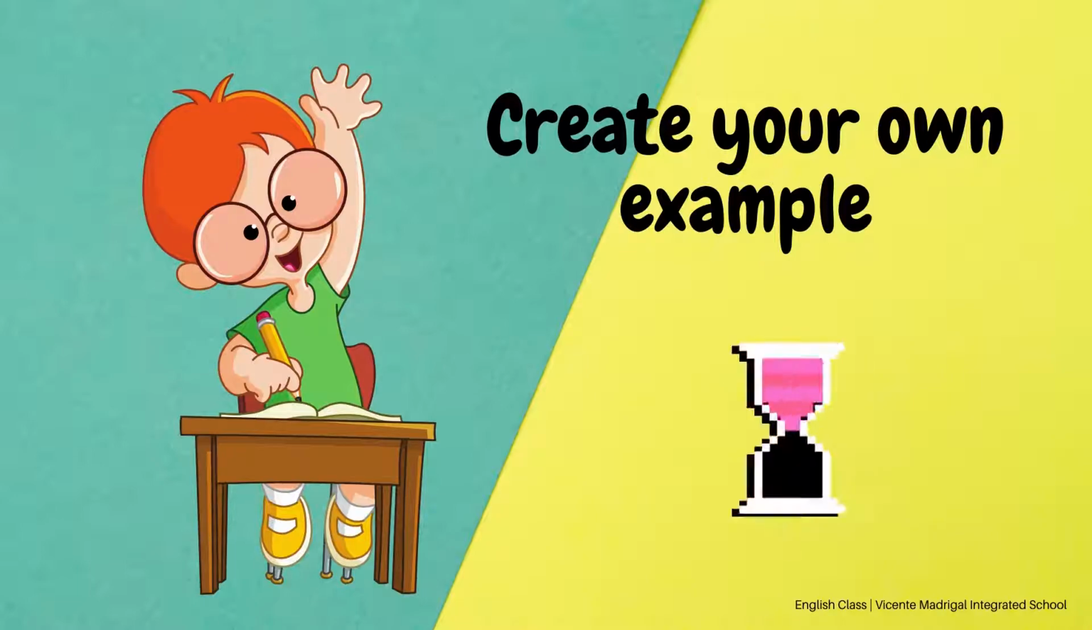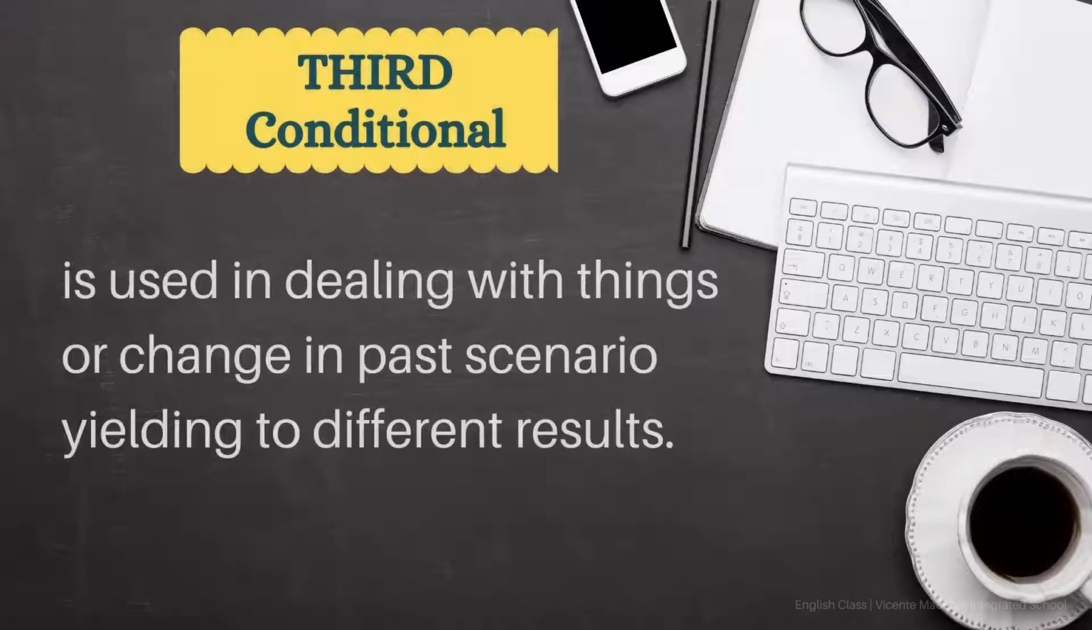Wow, those are really impossible things. The last type is the third conditional. It is used in dealing with things or change in past scenario yielding to different results. Third conditional is used to talk about the past. We talked about a condition in the past that did not happen. That is why there is no possibility for the result to happen.